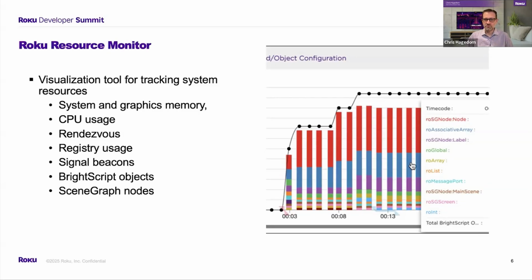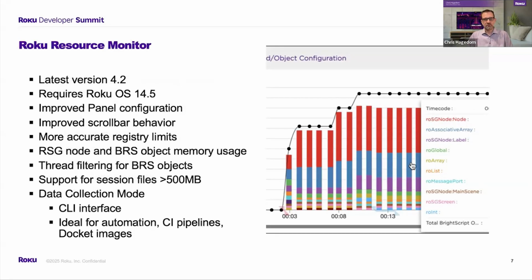You can also see information about registry usage. You can see all of the signal beacons that a channel is firing. And you can get data about the number of BrightScript objects and SceneGraph nodes that a channel is creating, as well as information about the memory that they're using. And even more, right? These are the highlights, but there's plenty of other data you can get out of Roku Resource Monitor. So what's new in Resource Monitor in the last year since the last Dev Summit?